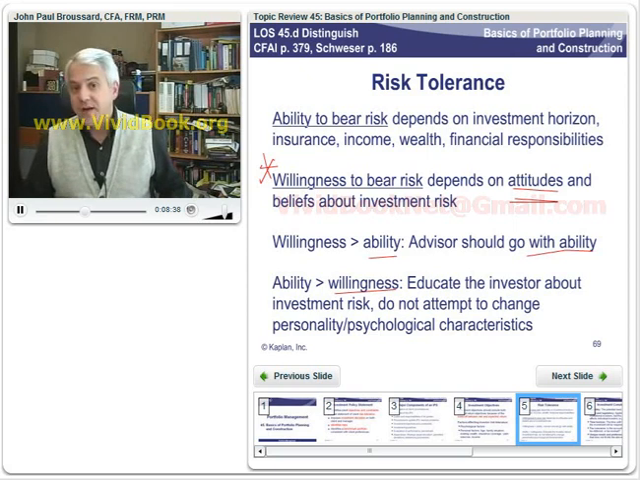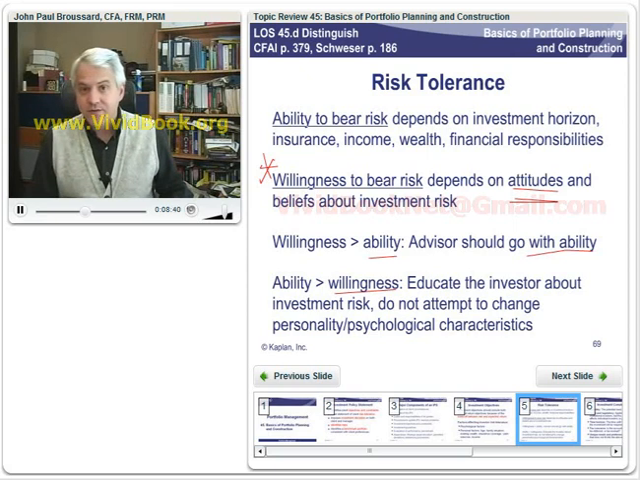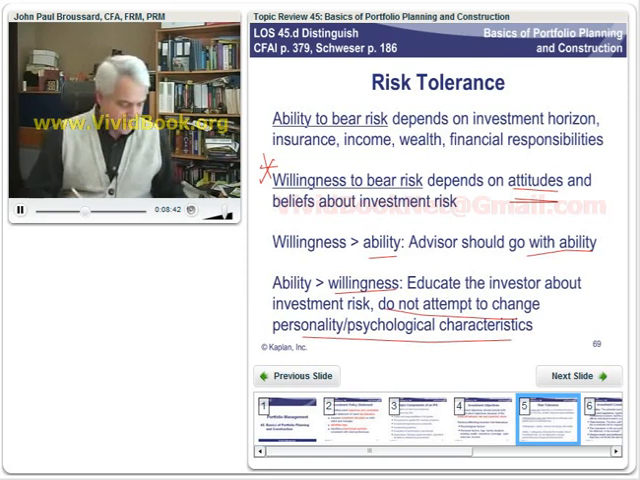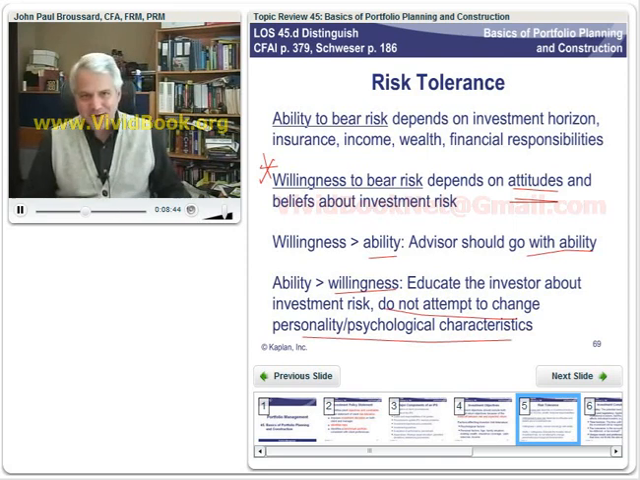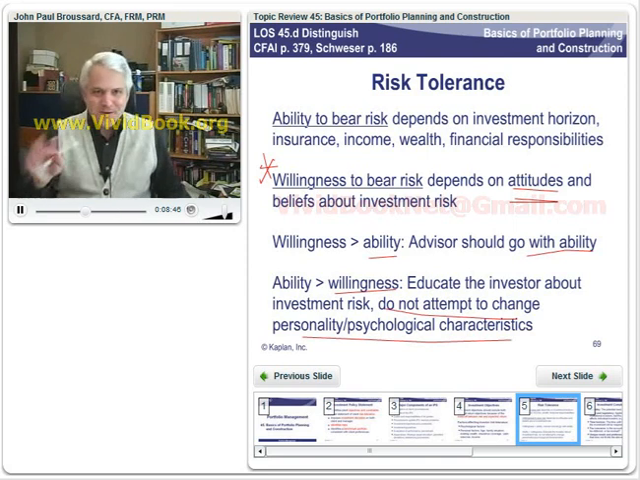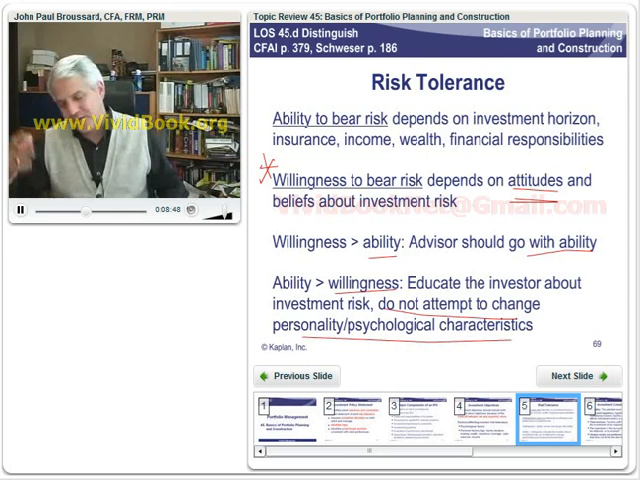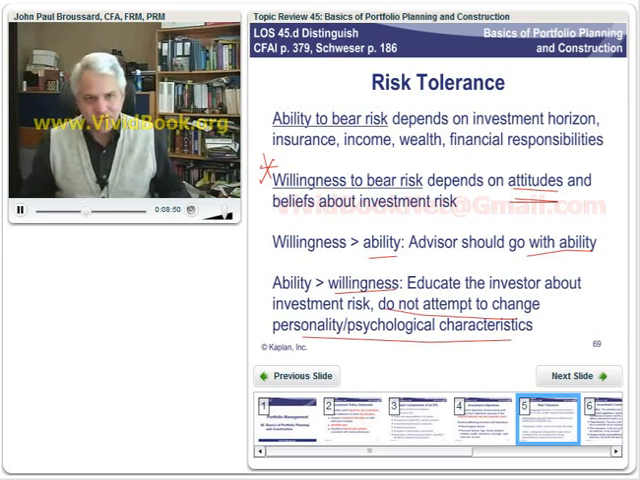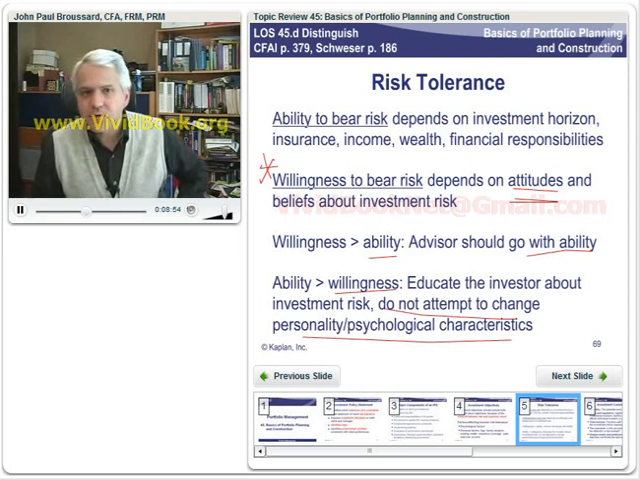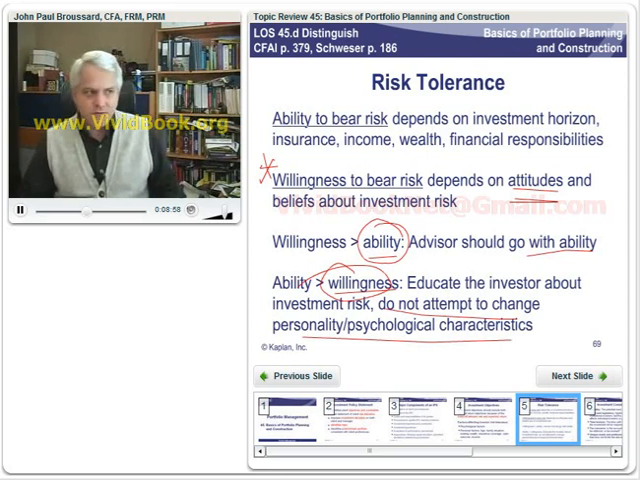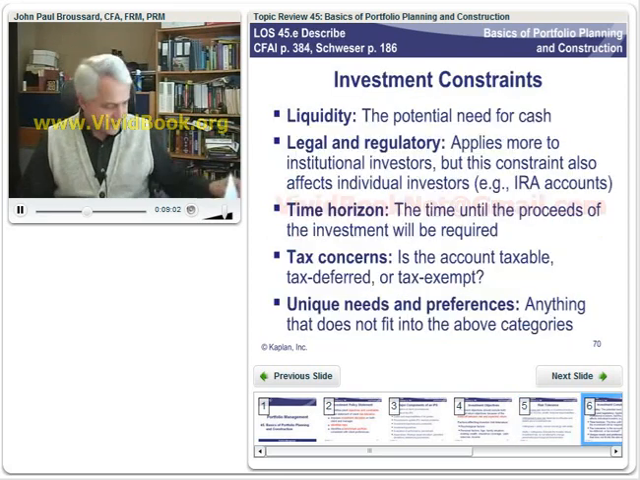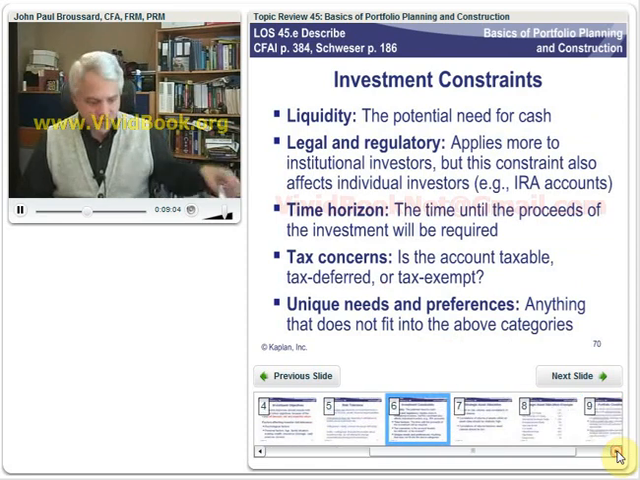Because you don't want to change the personality and psychological characteristics of your client. That's where the uniqueness of the client comes into play, right? You can't change their personality. Maybe I guess you can, I just don't know how. But the bottom line is that at the end of the day, the overall risk tolerance for the investor should be based on the constraining factor, the one that is the least, if you want to think of it that way.